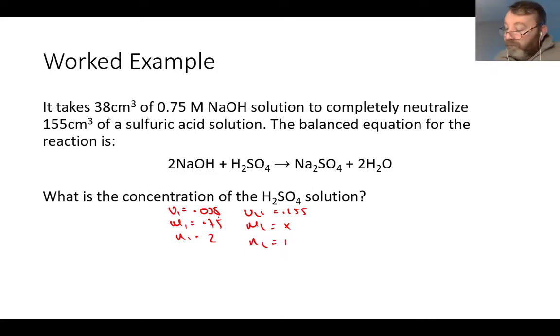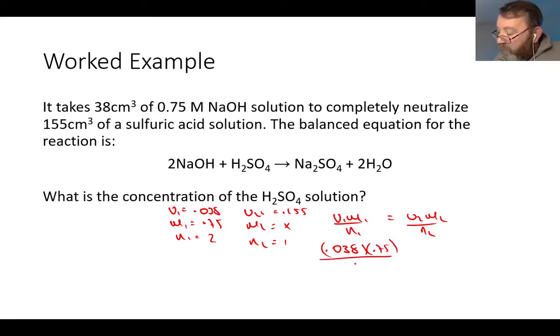Okay, so now still do your V1M1. V1M1 equals V2M2. However, because we have to use N1 and N2, they now go into the equation as well. So we get 0.038 multiplied by 0.75 over 2 is equal to 0.155 times x over 1.